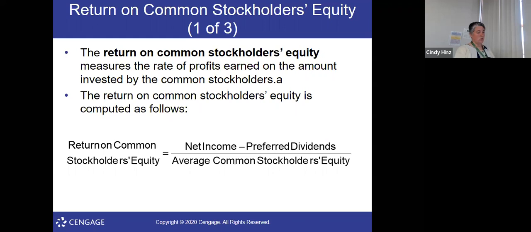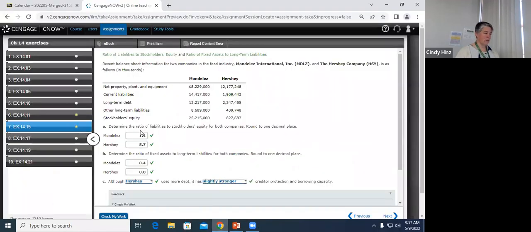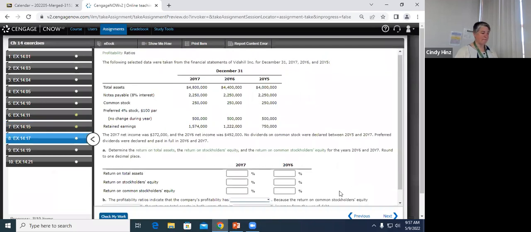So let's go to our exercise. You've now seen all of the formulas. I will repeat them for you as we go through the exercise. I just wanted to do a brief coverage so that you knew what it is that we're actually measuring with these ratios. So let's go to exercise 8.